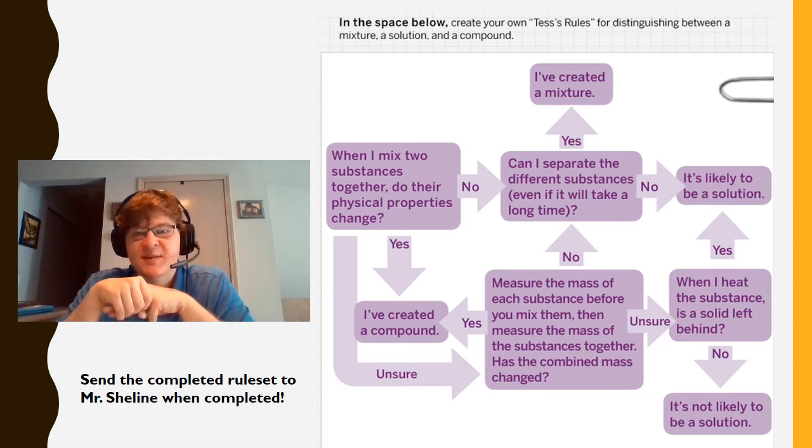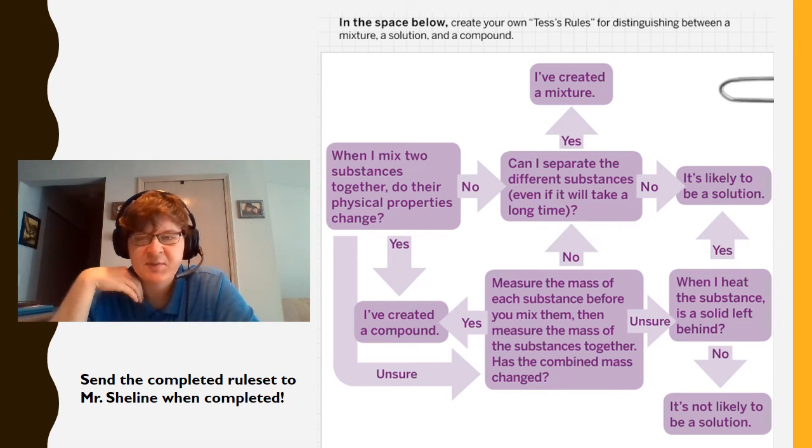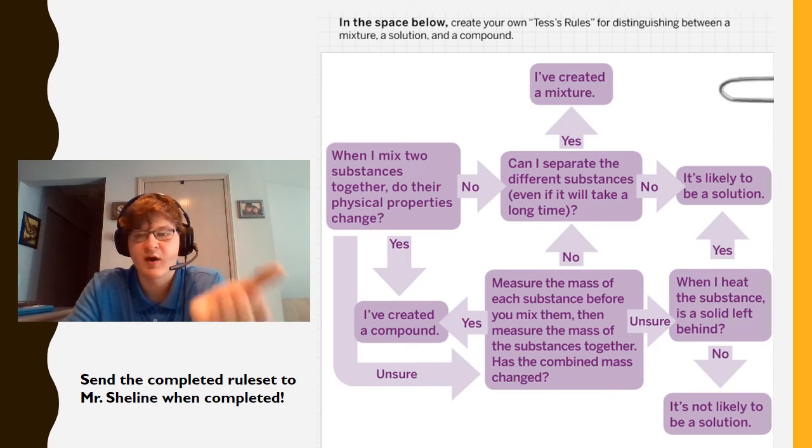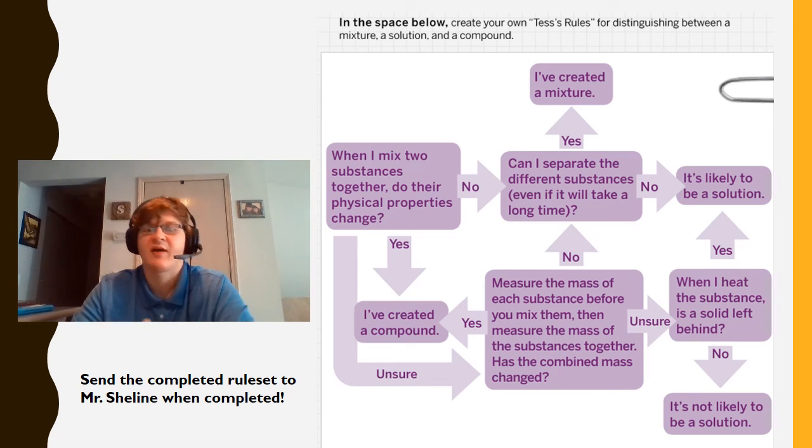Let's go back to the beginning. When I mix two substances together, do their physical properties change? If their physical properties do change, you've created a compound. If you're unsure, there's a big box right there: measure the mass. Measure the mass of each substance before you mix them. So you might be measuring your two different elements, then measure the mass of them together. If the combined mass is changed, you've created a compound. So if you have one mass with an atomic weight of 1 and another with an atomic weight of 1, and you combine them and it's 2, then you've created a compound.